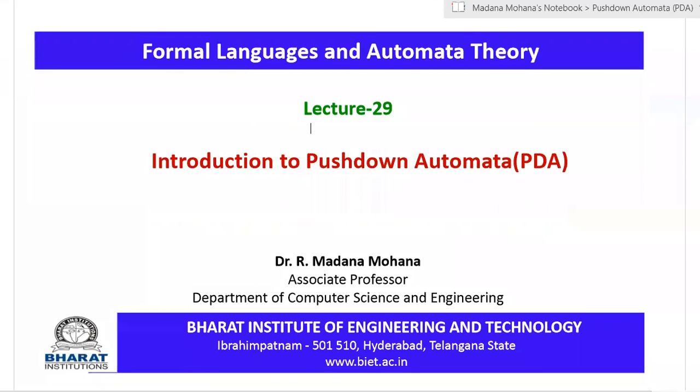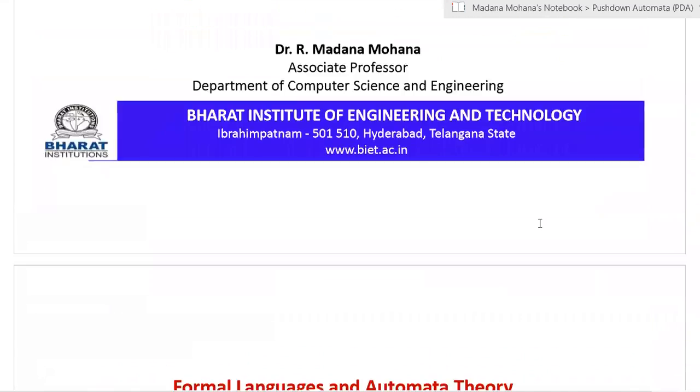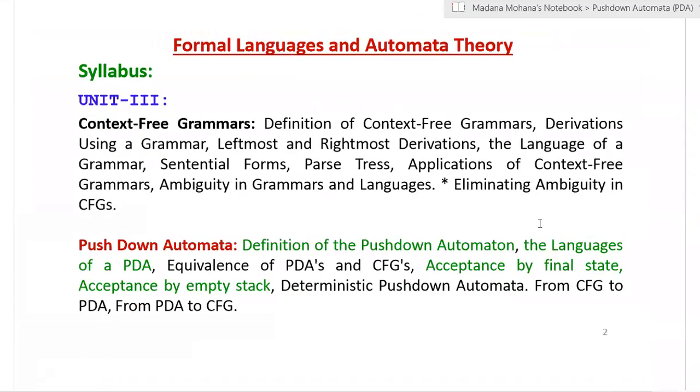Welcome to the course Formal Language and Automata Theory. In this lecture, we are going to discuss pushdown automata. See the contents of pushdown automata.